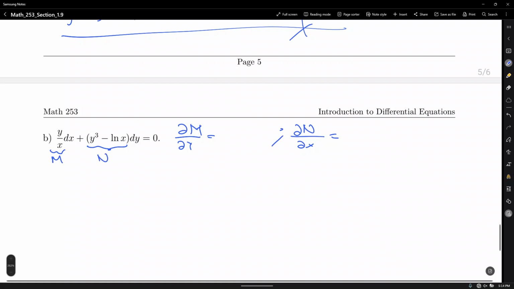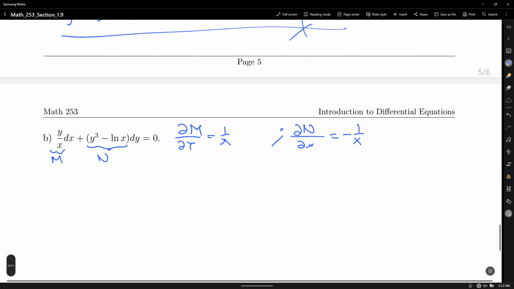So the partial of M with respect to y: the derivative of y over x with respect to y is the derivative of y, which is 1, times 1 over x. That's 1 over x. And then the partial of N with respect to x: y cubed goes to 0, so we differentiate negative ln of x, which gives us negative 1 over x. In this case, these are not equal. They're almost equal except for this negative sign right here. We got the opposite signs.